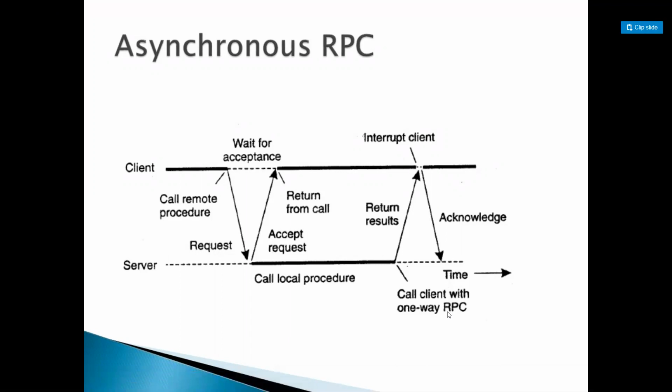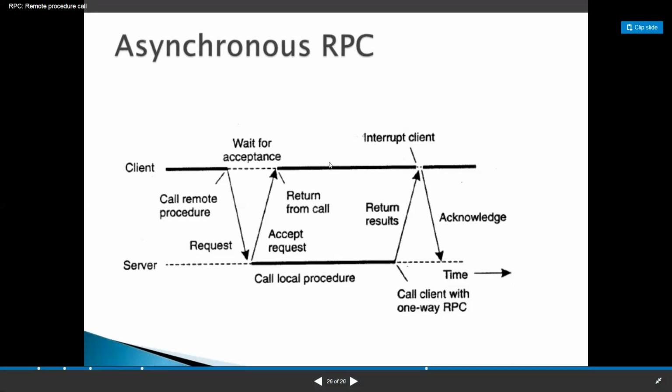Only one point here: after giving the call to the remote procedure on the server, the client will wait for the acceptance. Why? Because sometimes some clients do not have access to some objects. For that, the client machine needs to wait for the acceptance. Once the acceptance request is approved, it starts its execution.